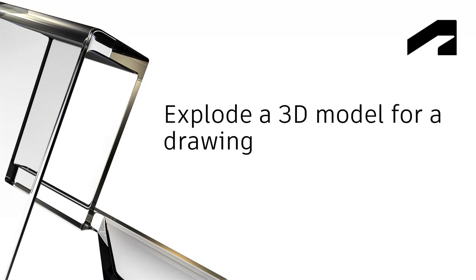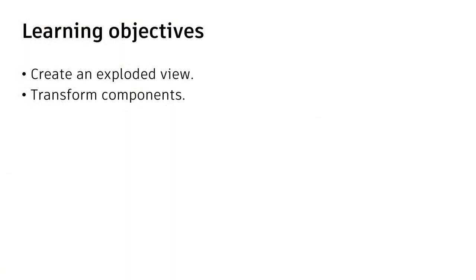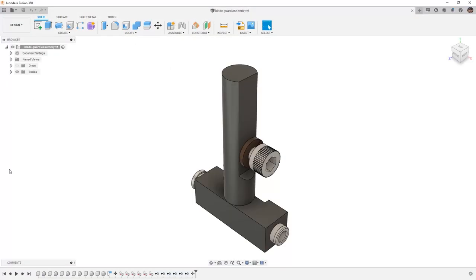In this video, we'll explode a 3D model for a drawing. After completing this step, you'll be able to create an exploded view and transform components. In Fusion 360, we want to get started with the supplied dataset, Blade Guard Assembly.